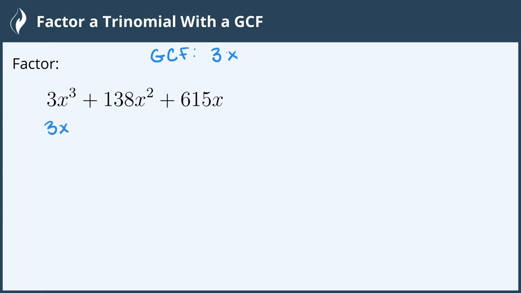So I'm going to factor 3x out of every single term. The first term, 3 divided by 3 is 1. X cubed divided by x leaves me x squared. 138 divided by 3 was 46. And x squared divided by x leaves me 1x. 615 divided by 3 is 205. And x divided by x cancels, so this is what I'm left with. Now I have a trinomial of x squared plus 46x plus 205, and we're going to look for how to factor this down into two binomials.